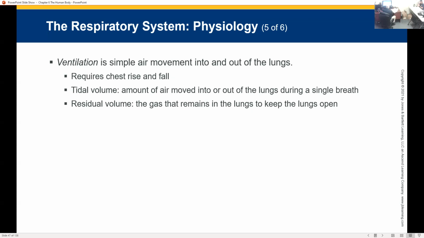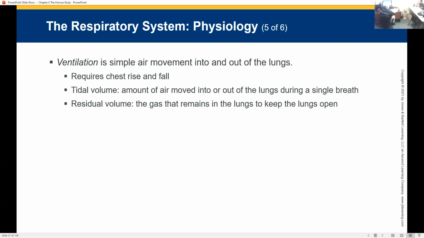The residual is the gas that remains in the lungs to keep the lungs open. The tidal volume is about 500, but you only exchange 350. The reason this is important is that there's 150 cc's or 150 milliliters called dead space. Dead space is air that's in the nose, the oral pharynx, the trachea, and the small bronchioles, so it's not necessarily being exchanged. Every bit of that 500 cc's doesn't make it all the way to the alveoli, so the normal person is only exchanging about 350.